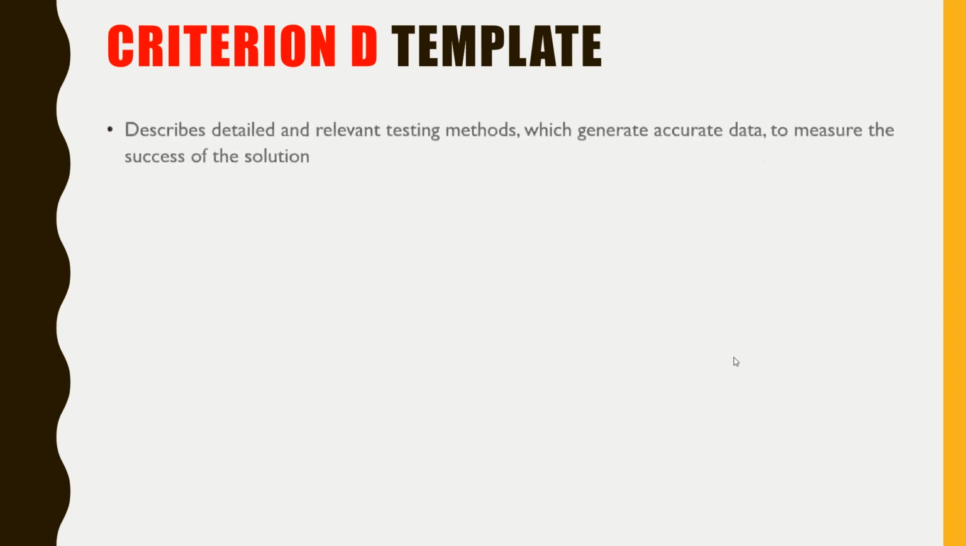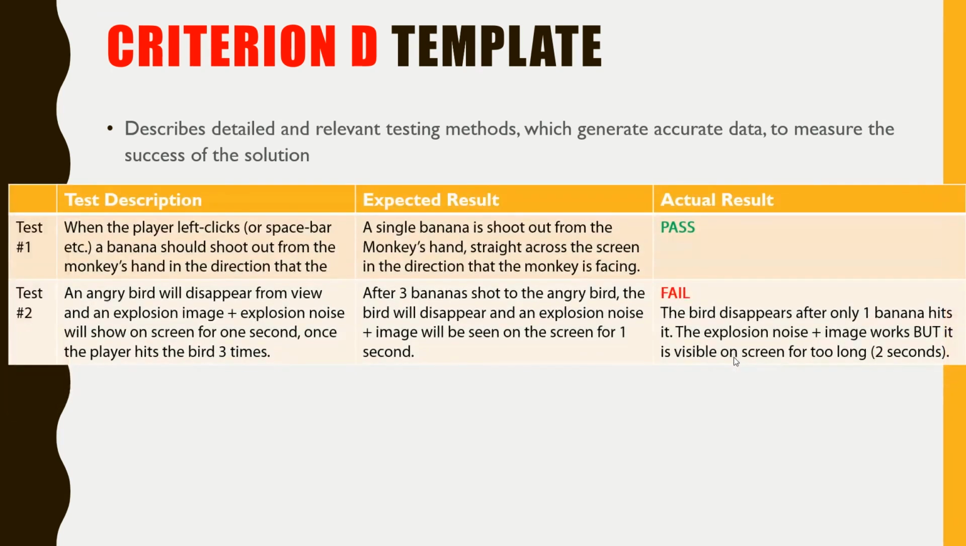The basic template for when you're building Criterion D should look something like this. So relevant testing methods: describe detailed and relevant testing methods which generate accurate data to measure the success of the solution. So this will be your survey. You need to include the survey questions and the data that you've collected. Don't just include a link to SurveyMonkey or say that the data was this. Give me the exact raw data that you collected. So something like this with the tables as well.